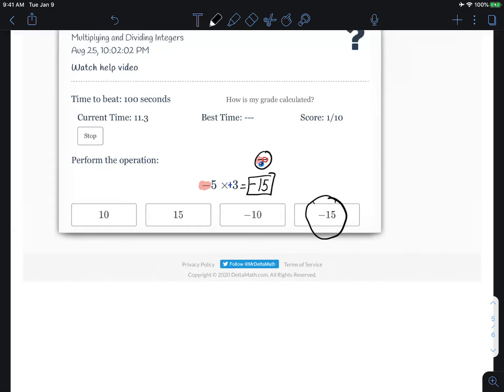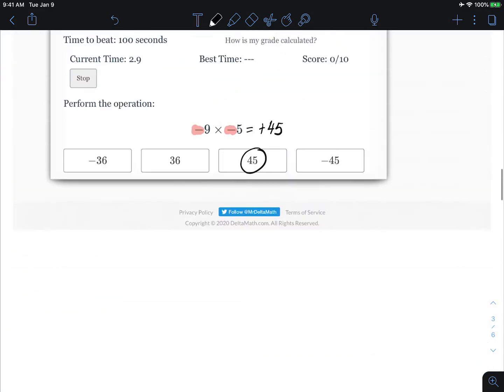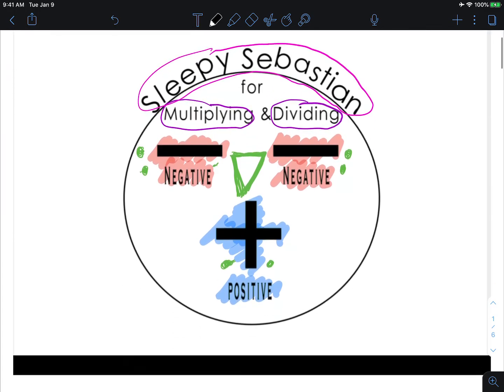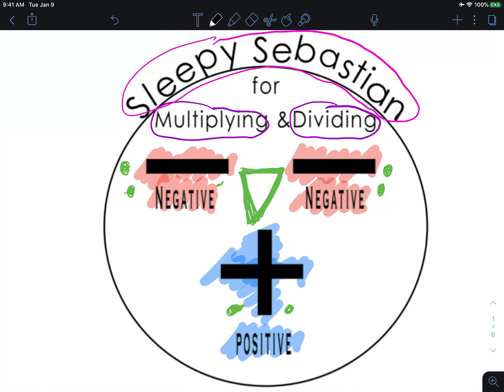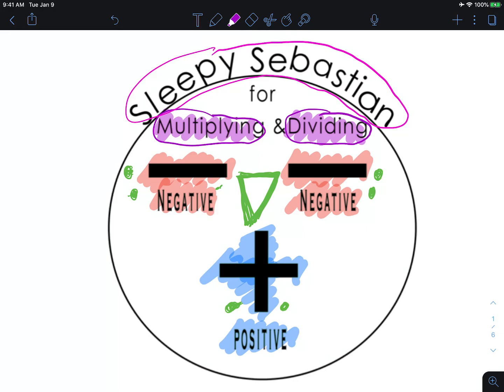That's the solution. So we go back, and Sleepy Sebastian is what we're going to use for our notes for, remember, multiplying and dividing, right? Separate rules for multiplying and dividing. Separate rules for adding and subtracting. All right? So these are multiplying and dividing integers.